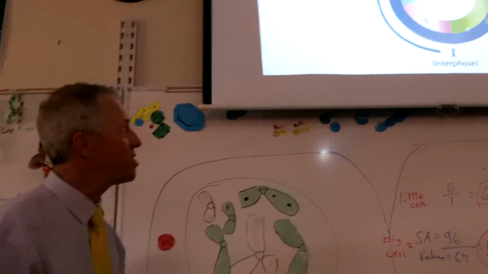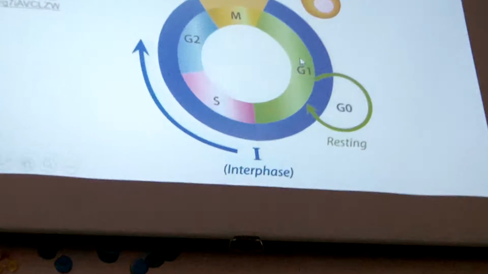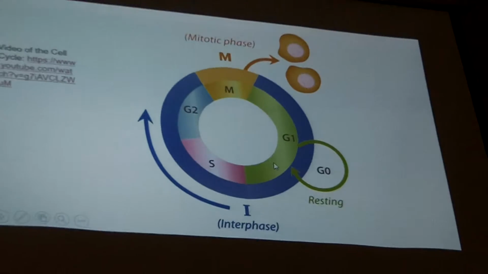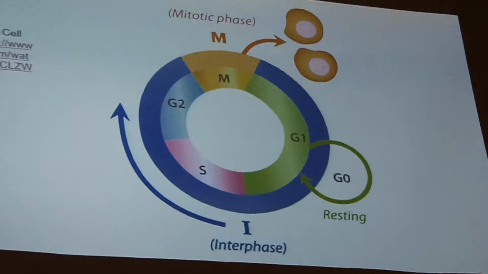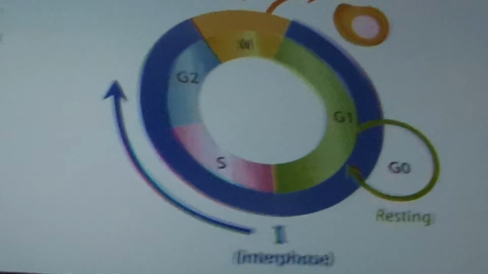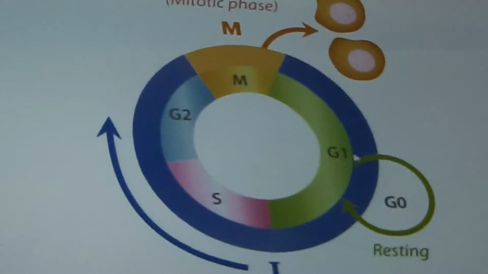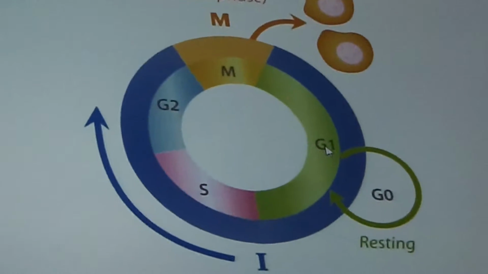So, let's start with G1. G1 is the first growth phase. That's when the cell is growing and getting bigger and eating and taking in oxygen and making ATP, and its organelles are multiplying and growing, and the cell just gets bigger and bigger. That's the G1 phase. We call it G1 because it stands for first growth phase.